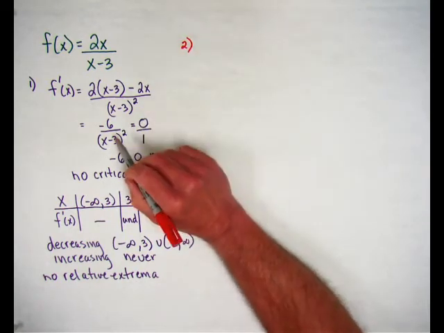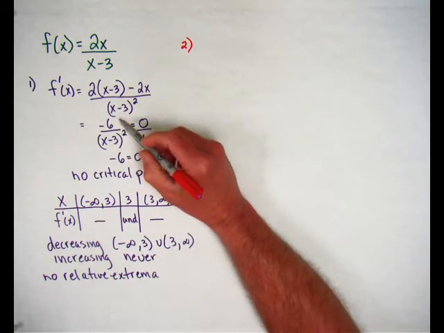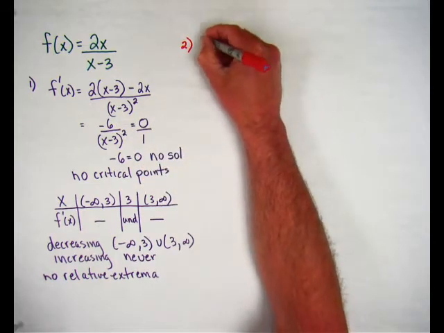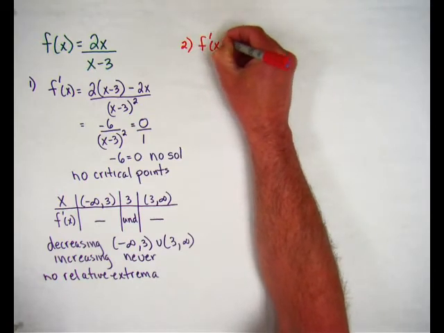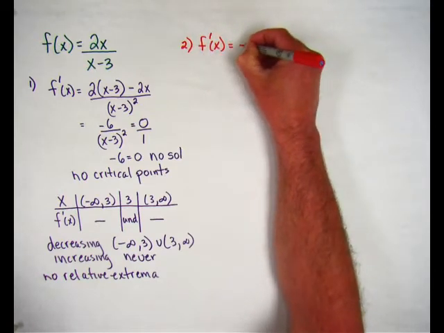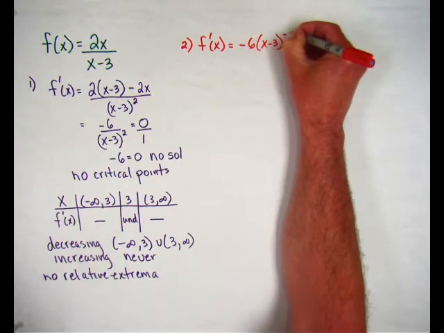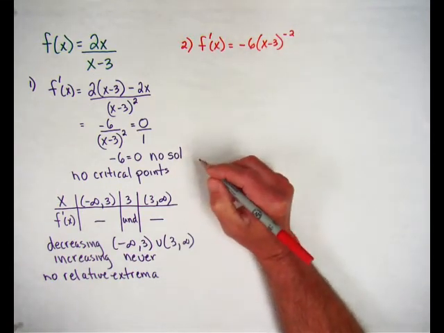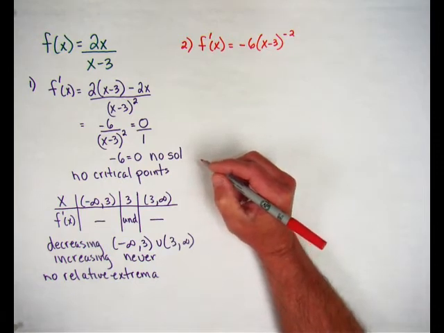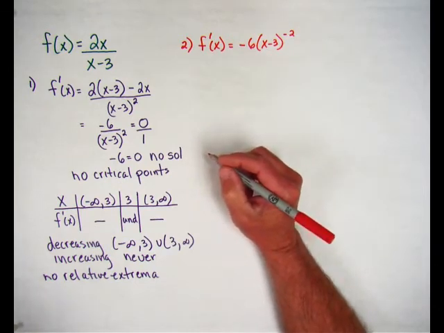Now you'll notice that our first derivative is a quotient, but in this case the numerator is a constant. If you have a constant, you should never treat it like a function. We should not use the quotient rule here. What we should do is take our first derivative and rewrite it so that we have negative 6 times x minus 3 to the negative 2. If you were to use the quotient rule, it would work out, but it's much more efficient if you treat it like a constant times a function.